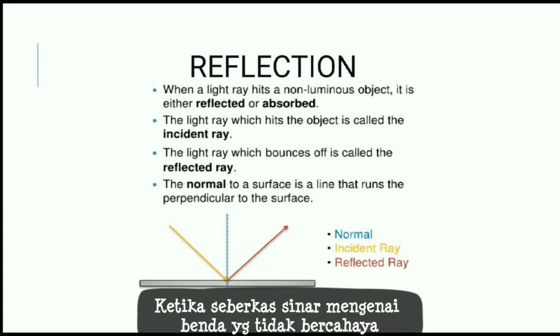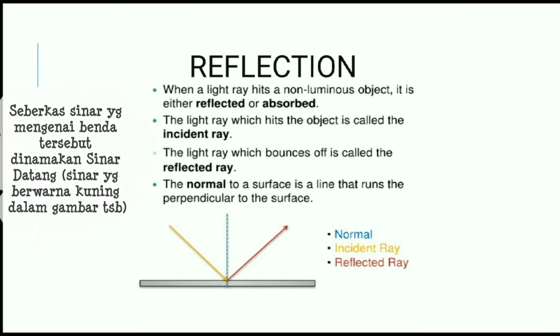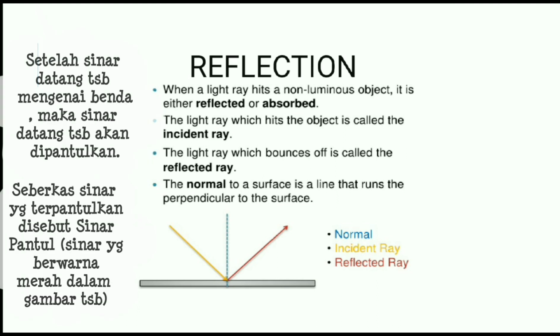So, when a light ray hits a non-luminous object, it is either reflected or absorbed. The light ray which hits the object is called the incident ray. The incident ray is the one that is colored yellow in the picture. Okay? Then, after it hits the object, the light ray will bounce, or it will be reflected. The reflected ray is the one that is colored red.